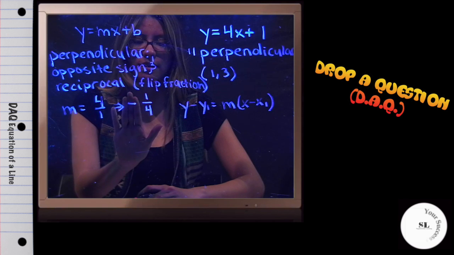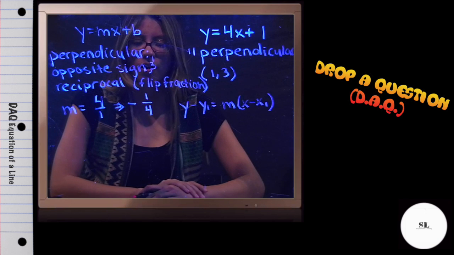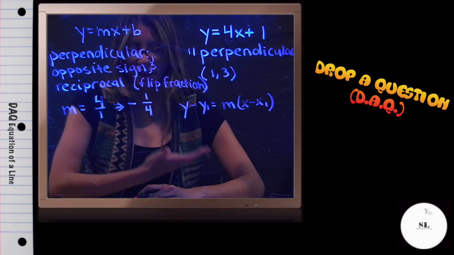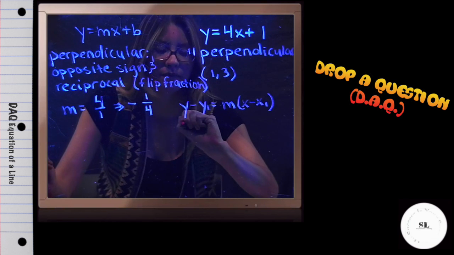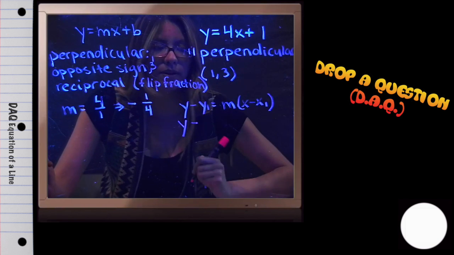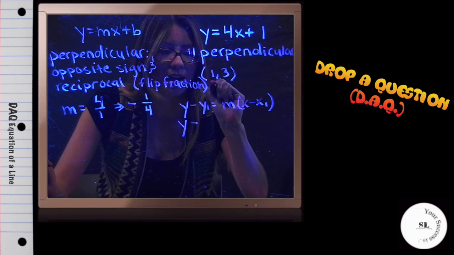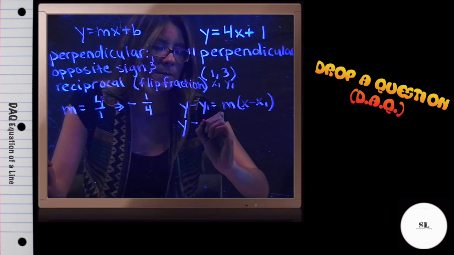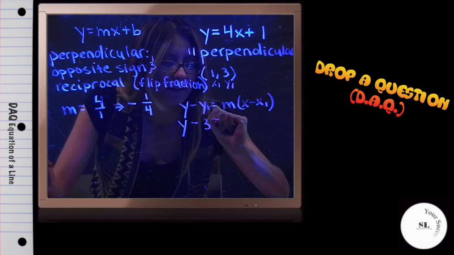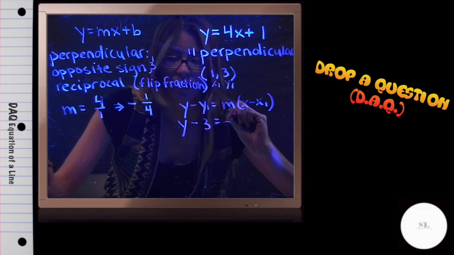And if you typed in just 1 over 4 without the negative, that's incorrect. Or if you just typed in negative 4, that's also incorrect. It has to be both the opposite sign and reciprocal. So now we just plug in also the points from our equation. Remember, this 1 is going to be x1, and the y will be y1. And that's just labeling. So plugging it in, y1 is 3, m is negative 1 over 4.